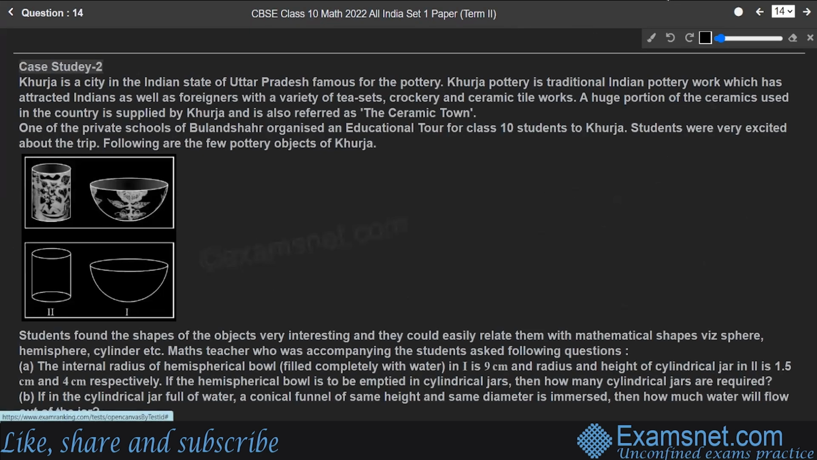Now, let us take one more. There's a case study. Khurja is a city in the Indian state of Uttar Pradesh, famous for pottery. So there are pots being made. One is in the form of a hemisphere, and the other is in the form of a circular cylinder. So the two pots have been drawn. Let us take on the question and see what it is all about.